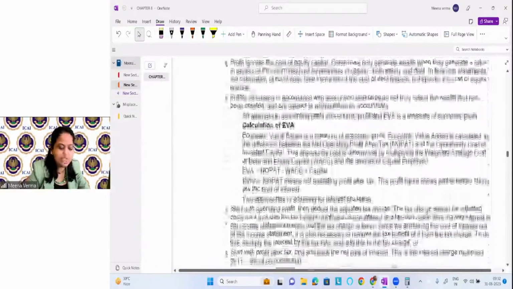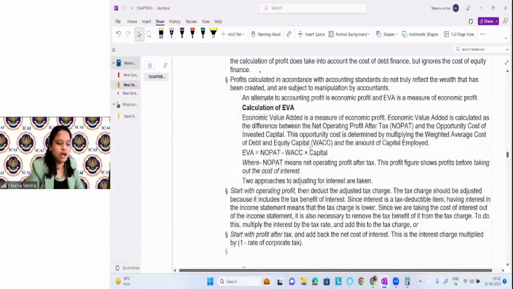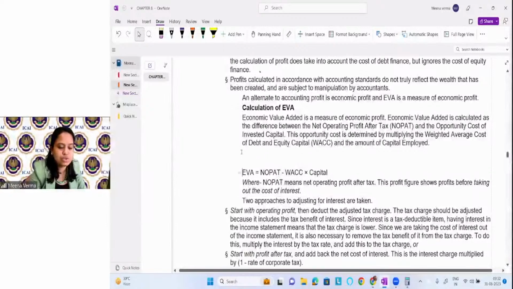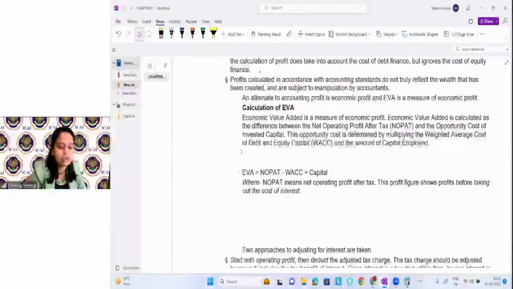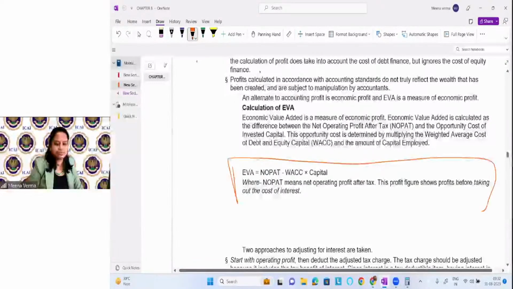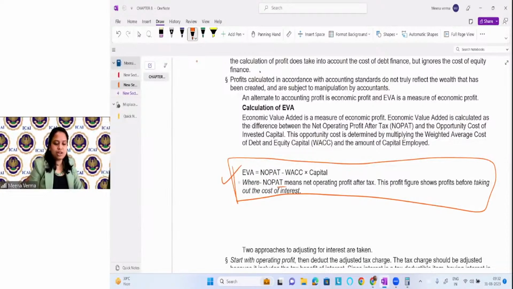Now the point is that they are using a method to resolve both the issues. You know that when we are using residual income and when you are using return on investment, they are giving you contradictory decisions, contradictory results. So for that reason, they have introduced EVA. So what is EVA? Net operating profit after tax minus weighted average cost of capital into capital. What capital you have invested in the business, right?